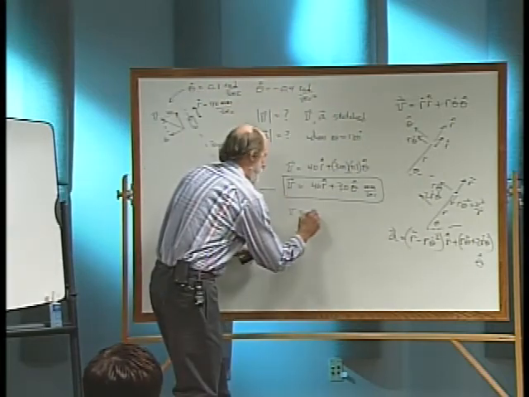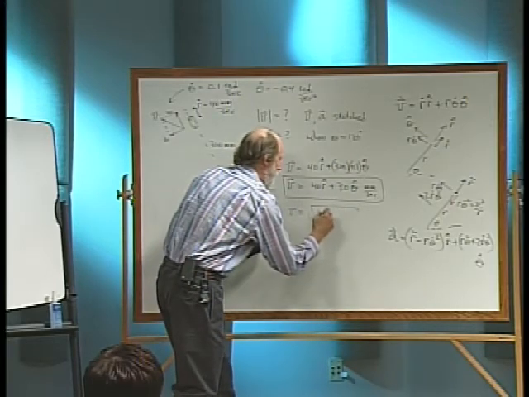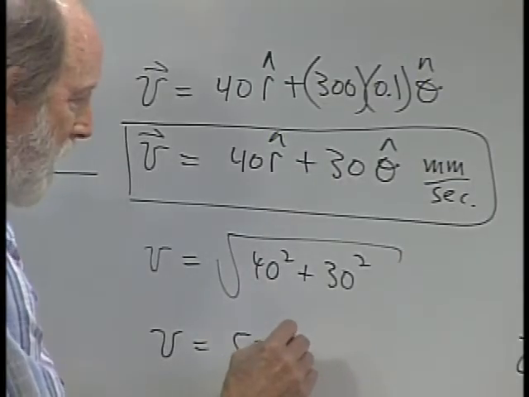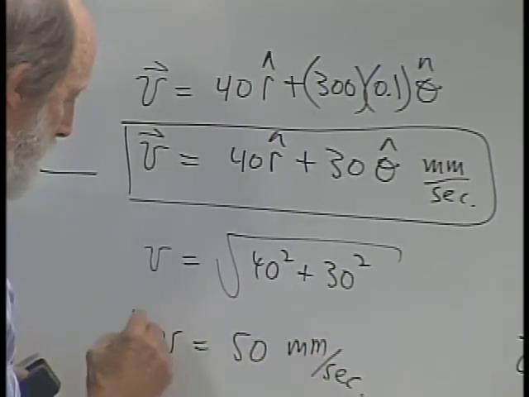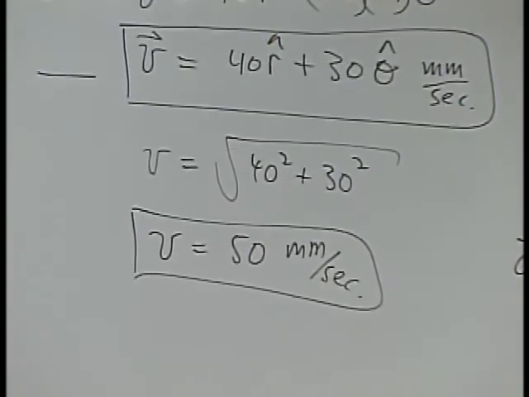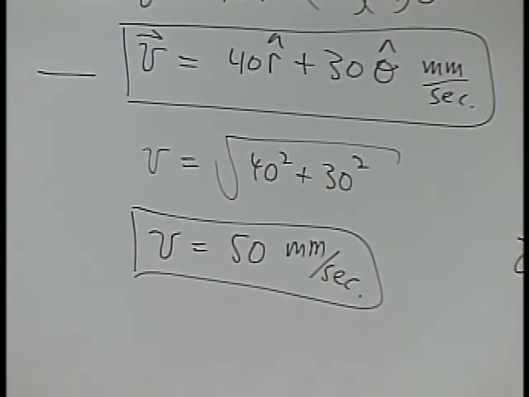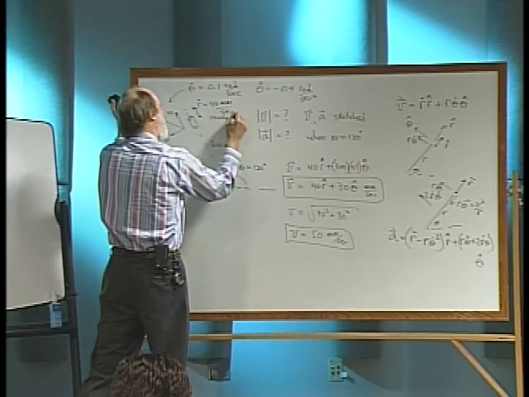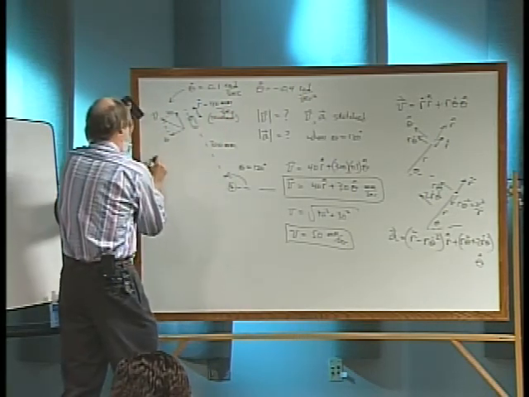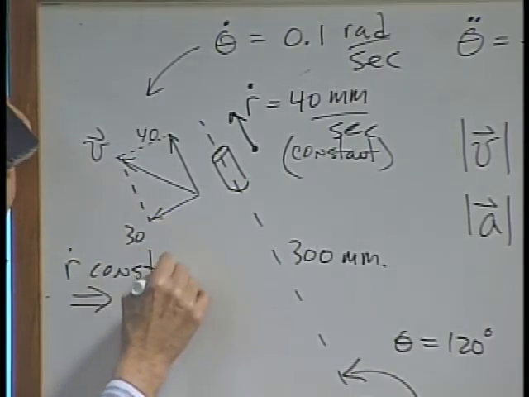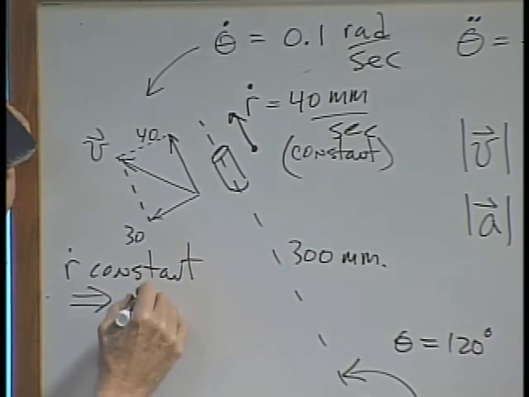So the speed here is going to be the square root of the sum of the squares of the legs, which is going to be 50 millimeters per second at that instant. The acceleration then, did they tell us that r dot was constant? Yes, so that's a constant. Therefore, r dot constant implies that r double dot is then 0.